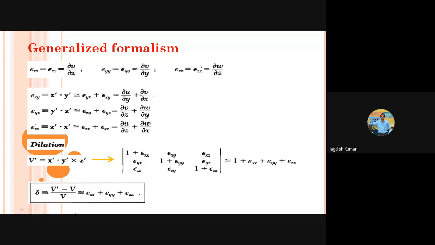So what will be delta? This will be V dash minus V. What will be V dash minus V then? This will be this 1 taken to the left hand side. So V dash minus V is equal to this thing. Now divided by reference volume, which is again 1. So this is nothing but dilation. So we can find out what is the dilation produced in the crystal or in substance because of the strain or stress.